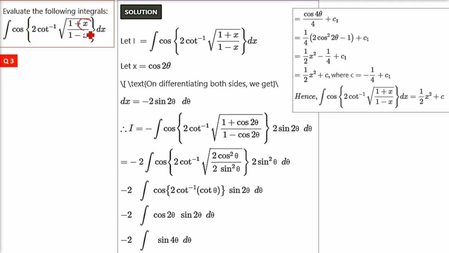So this is the way we are going to do it. The only thing in this question is x has to be taken as cos 2 theta. That is the first part. And then cos 4 theta has to be converted into 2 cos square 2 theta minus 1. These are two trigonometric relationships, very important for this question.